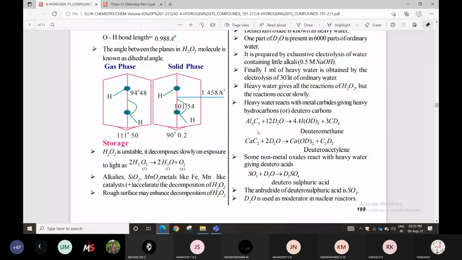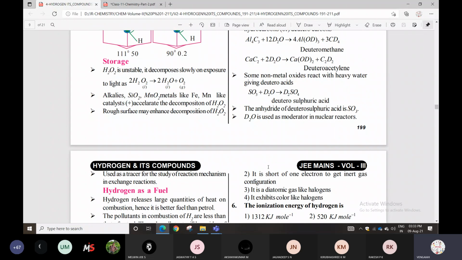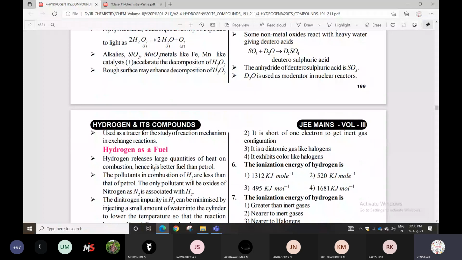Next, the anhydride of deuterosulfuric acid is SO3. D2O is used as a moderator in nuclear reactors. It is also used as a tracer for the study of reaction mechanisms. Then hydrogen as a fuel: hydrogen releases large quantities of heat on combustion, hence it is a better fuel than petrol. You can check it once again in another textbook.